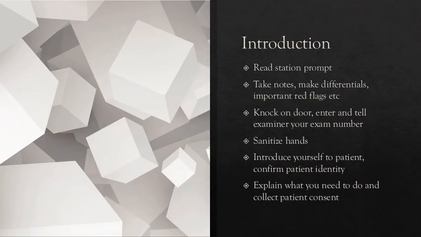So in the NACOSCEs, you have 11 minutes for each station and about 2 to 3 minutes to stand aside each station prior to commencing. In this time, you'd want to read the station prompts, take notes, make differentials, and figure out which important red flags you would like to make sure you don't forget. Then you'd knock on the door, enter, tell the examiner your exam number, make sure to sanitize your hands, introduce yourself to the patient, and confirm the patient's identity. You then explain what you need to do and collect patient consent.